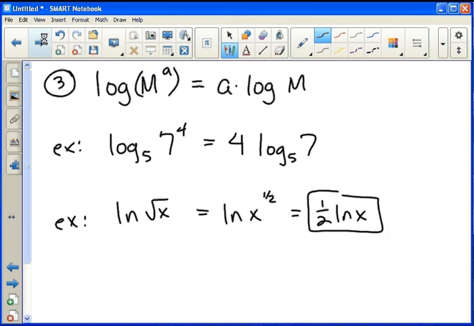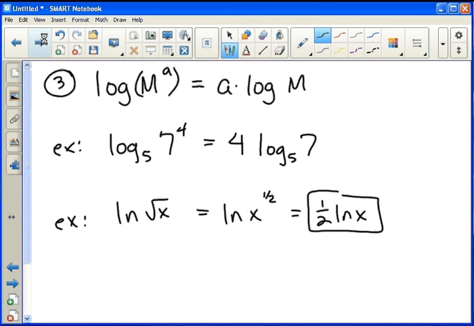Okay, so now that we know the three properties, let's actually use them to expand different log expressions. Now honestly, at this point in math, there's not a whole lot of usefulness to this except as an exercise in helping us understand the properties of logs. But in later maths, particularly in calculus, I know this is actually hugely useful.